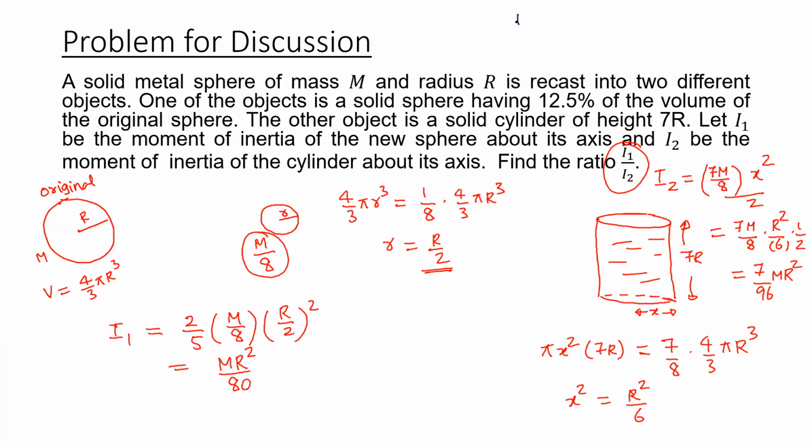So I'll do it here. I1 by I2 is how much? So I have mr square by 80. I think mr square anyway disappears. And then divide by this, so I'll flip it and write into 96 by 7 mr square. How much is this? 6 by 35. So that is the answer. You understand better? Okay.